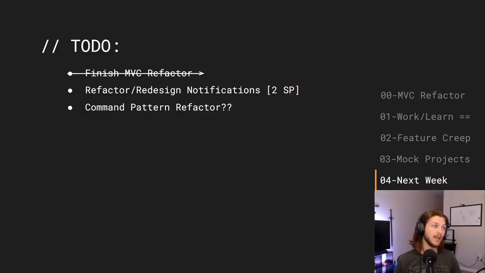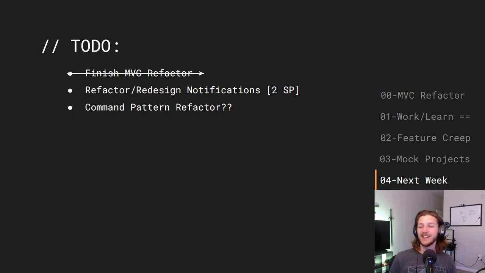So last week, actually technically two weeks ago, because I guess this is last week's, I said that once I finished the MVC refactor, I was going to try to redesign notifications and implement the command pattern. Didn't get to either of those. This arrow here means I've said it's done enough for now, and it's going to be pushed off to the future.